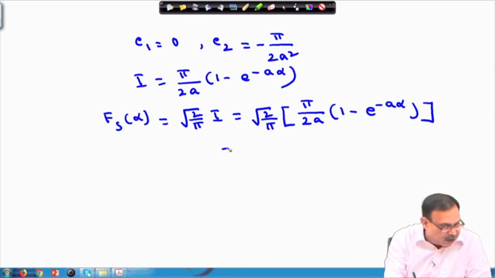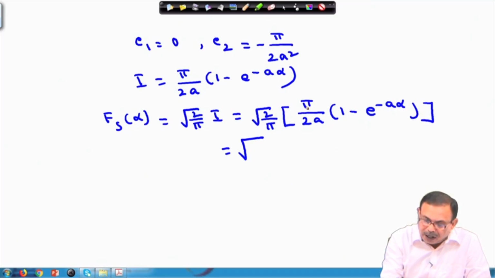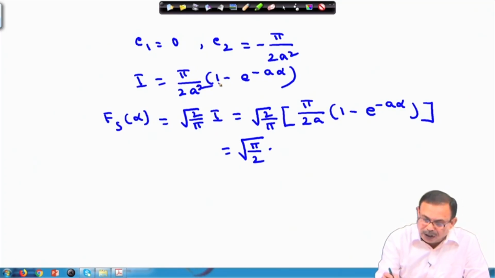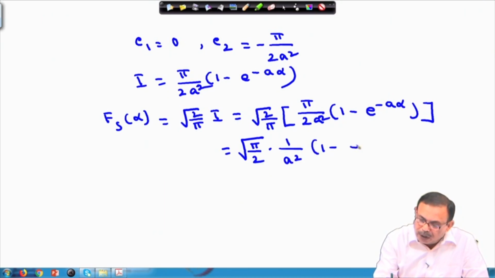So, if I simplify this, I will obtain this one, root over pi is here. So, root pi again 2 is here. So, it will be root pi by 2 into 1 by this will be equals to, sorry, this is Fourier sine transform of this one, C2 is pi by 2 a square. Please note this. So, this will be twice a square. So, root over pi by 2 into 1 by a square into 1 minus e power minus a alpha.